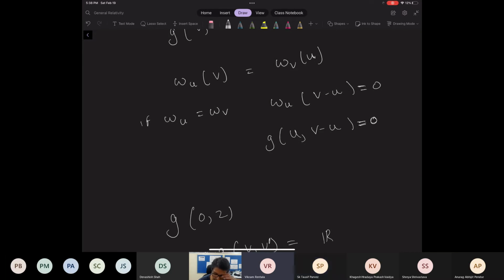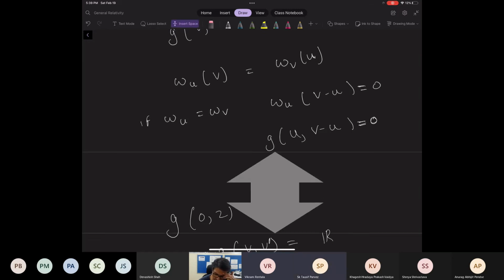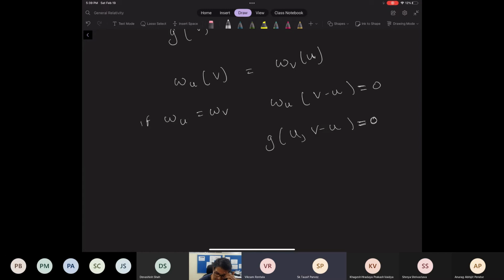Sorry, slow down. W_U as? We can write W_U as W_V as well. So that would give you G(V, U minus V) is 0. So from the second axiom, it holds that V minus U is equal to 0. If this is true for any V and U, then this vector itself is 0, which means V is equal to U. So is this a proof? Yeah, I think that's the proof.